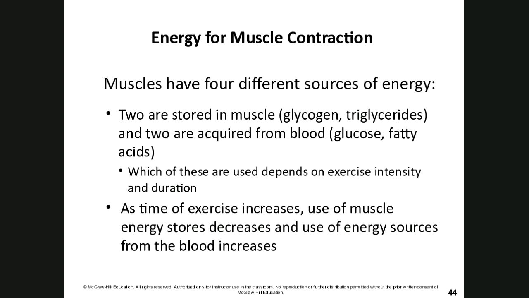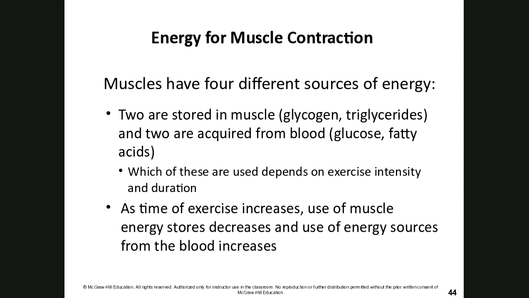So you're probably wondering, where do your muscles get all this energy from in order to do the things that it needs to do? So there are a couple of different energy sources. You can have energy stored in the muscle itself, and that's using the form of glycogen and triglycerides. You can have energy sources stored in the blood, and that's usually glucose and fatty acids. Which of these that the muscles actually use depends on exercise intensity and how long you're going to be exercising. So as the amount of time you exercise increases, your use of the muscle energy storage decreases and the use of energy sources from the blood increases.